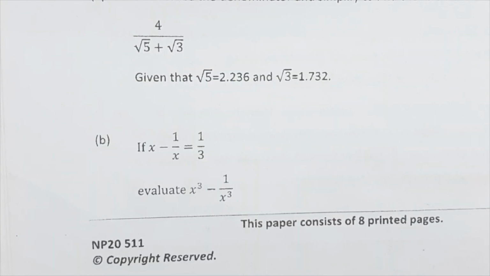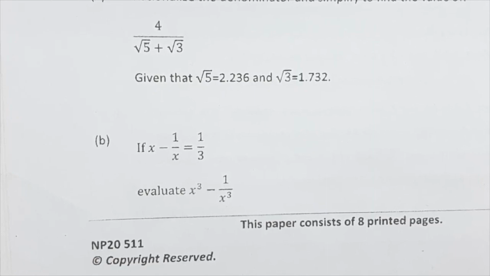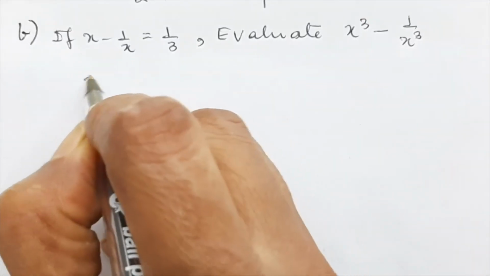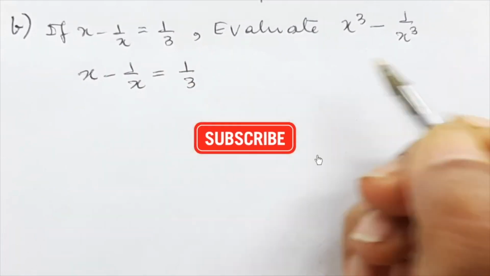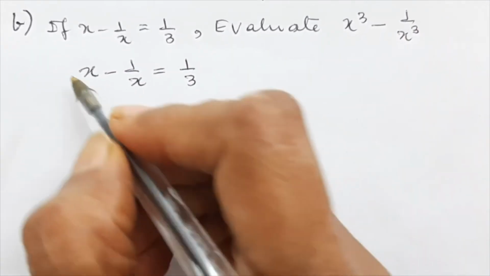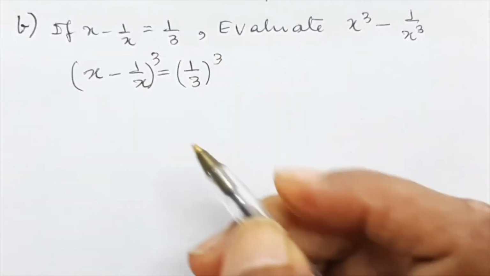Let us look at question number 1b. If x minus 1 upon x is equal to 1 upon 3, evaluate x cube minus 1 upon x cube. And now let us solve this. We have been given x minus 1 upon x is equal to 1 upon 3, and we want x cube minus 1 upon x cube. So we will have to take the cube of both sides.